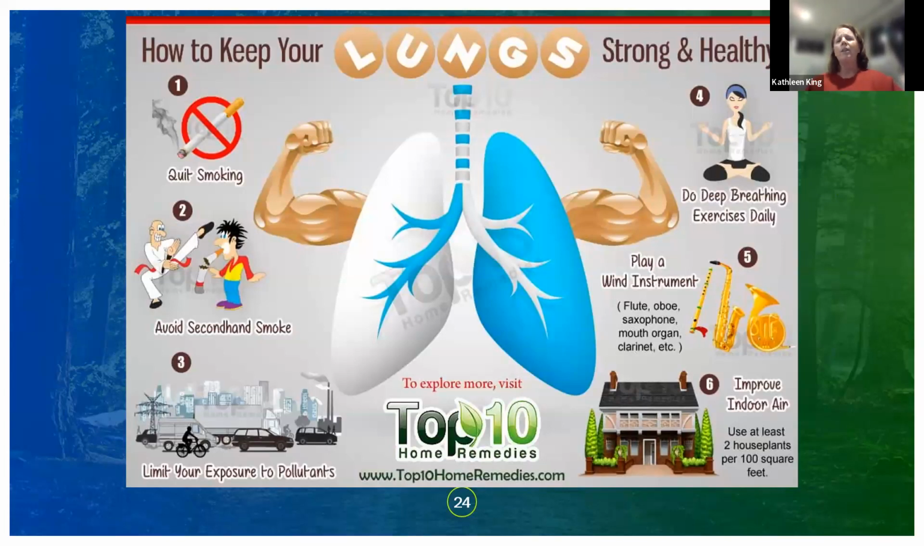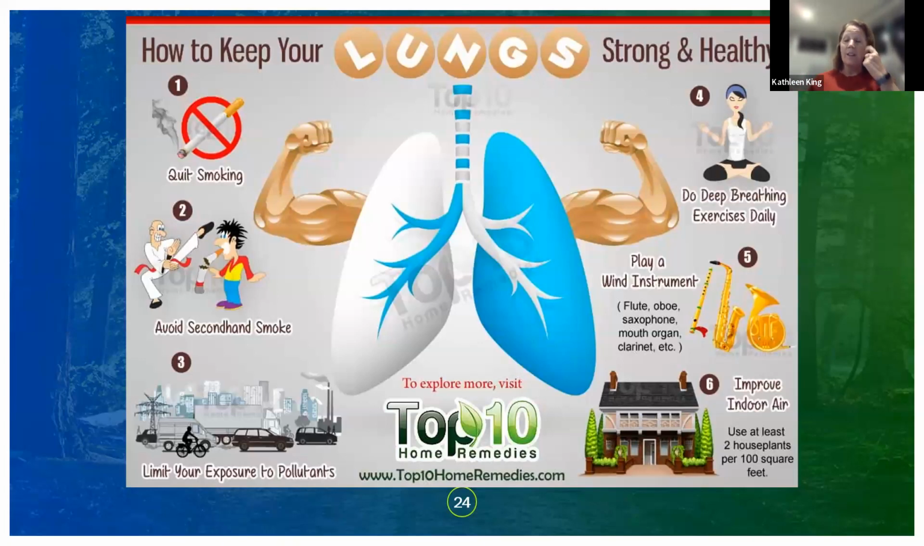That's a lung issue. To be strong and healthy, do deep breathing exercises daily. Again, all that means is 2 or 3 times a day, I'm going to take 3 really deep breaths. Sometimes it's a count of 5 in, hold for 2 or 3, and out for 5. Play a wind instrument. That's really good for your lungs. Anybody who plays the trumpet, saxophone, they'll tell you it's good for their lungs.